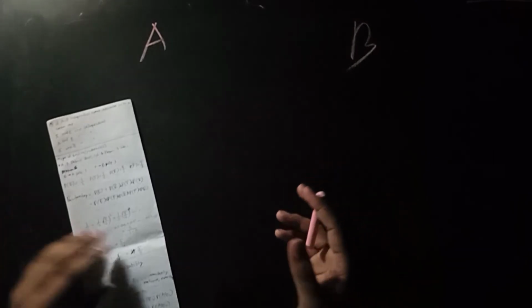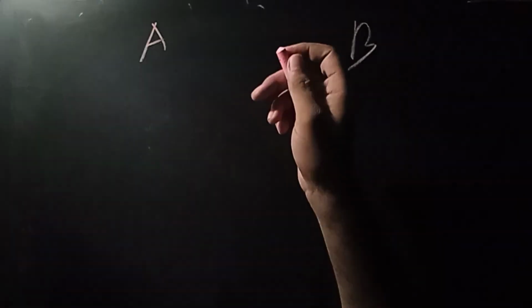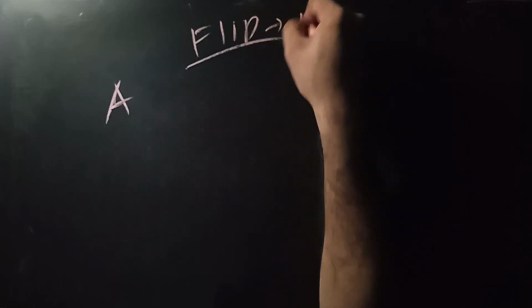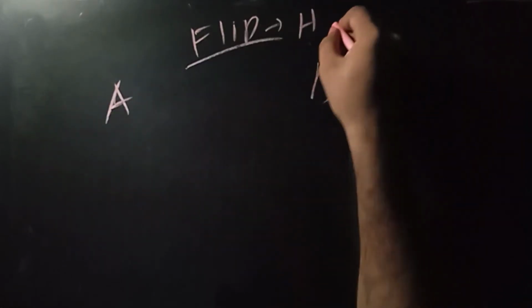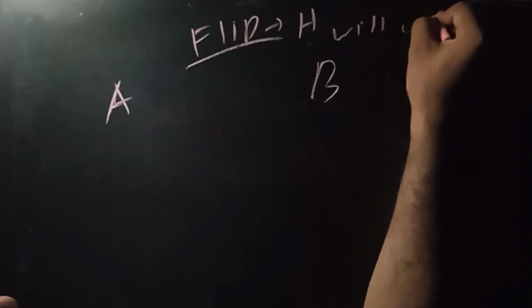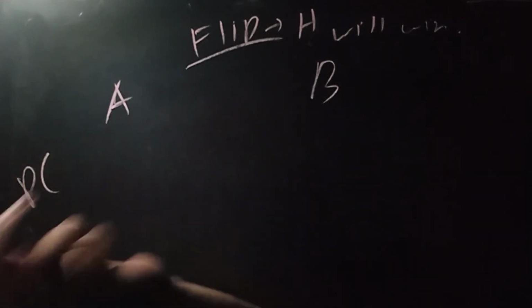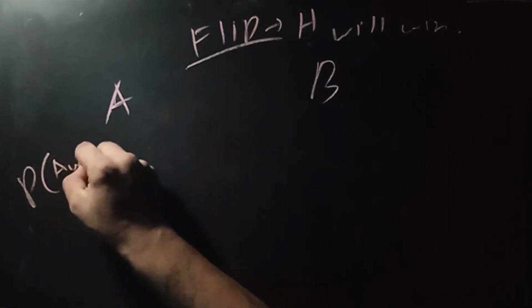Okay, so the last type of problem is, let's say there are two guys, A and B. Now they get into a bet, that is they will flip a coin. A, B flip, and whoever gets head will win. Now you are asked to find the probability of A winning.